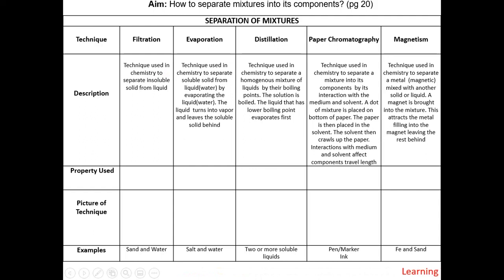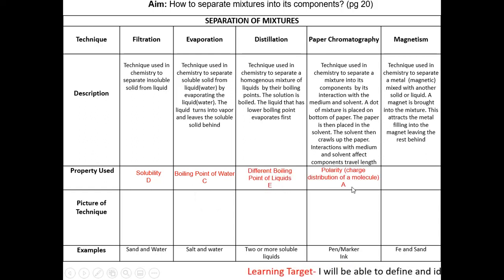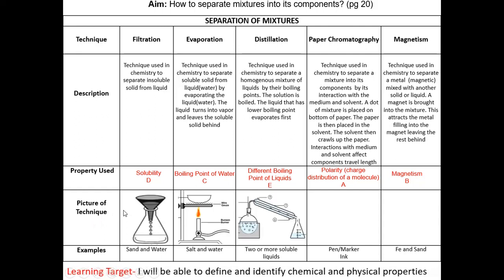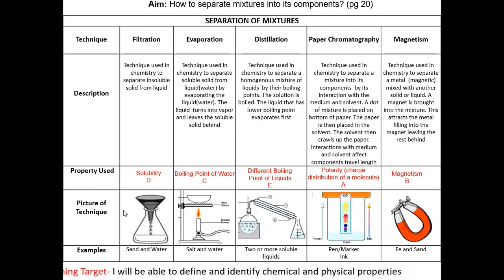Okay, so let's go over the answers. For filtration, the property used is solubility. For evaporation, it is the boiling point of water. Distillation is the different boiling points of the liquids. For chromatography, it is polarity, the charge distribution of a molecule. We will cover in the future what polarity is, but for now, just know that the property used in chromatography is polarity. And the last one is magnetism. Now, here are the pictures. I'll go over each one.